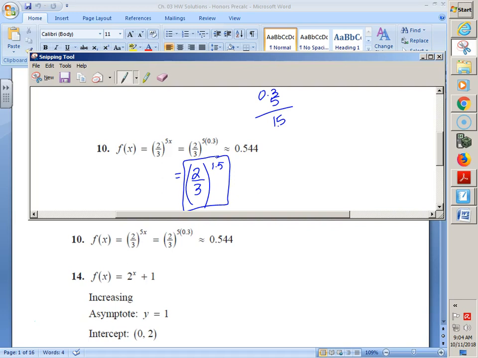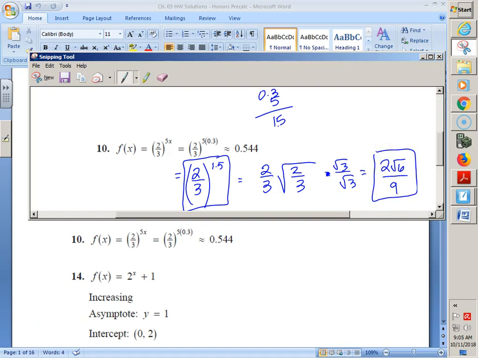That's okay. If you wanted to be super snazzy, you could have also done it like that, because it's 2/3 to the 1 and a half. And a half power is the same thing as a square root. So technically, you could have rewritten this just a little bit by, well, let's see, we would have rationalized by a root 3 over a root 3. So you could have gotten 2 root 6 all over 9. You guys can plug it in your calculator, but I'm pretty sure that decimal should check out.